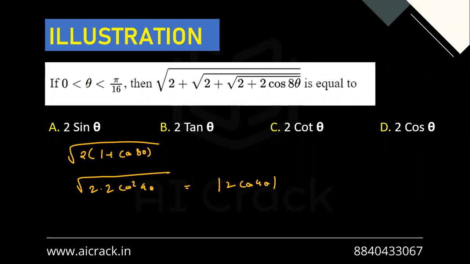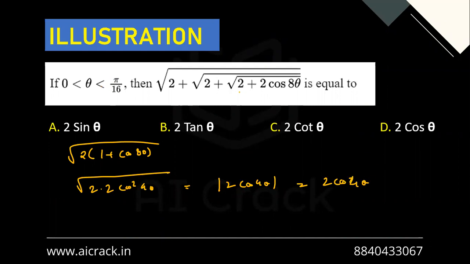Now to open the mod, we'll have to check where this angle is lying. We know that theta is lying in the range of 0 to pi by 16, so 4 theta is lying in the range of 0 to pi by 4, which is acute, right? If this angle is acute, the cos value will be positive. So that's why this mod will be opened as 2 cos 4 theta.